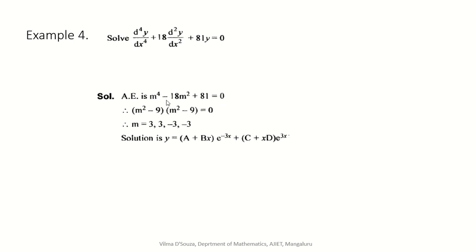Okay, m⁴ - 18m² + 81 = 0. So you can write it as (m² - 9)(m² - 9) = 0.